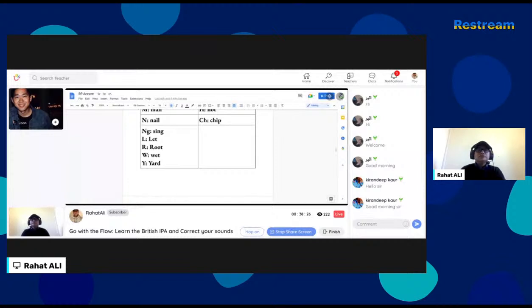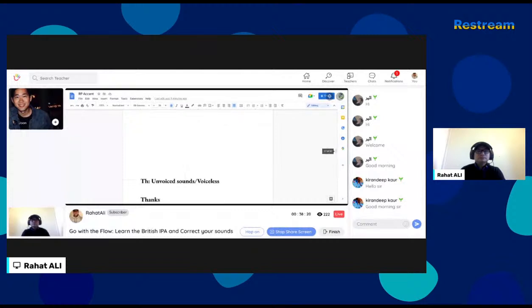So let's move on. Now, TH sounds. Remember that we explained earlier. Very often we are confused. TH voiced and unvoiced sounds. So what does it mean? You'll find many words that have got TH. It could be at the beginning of the words, or it could be at the end of the words.